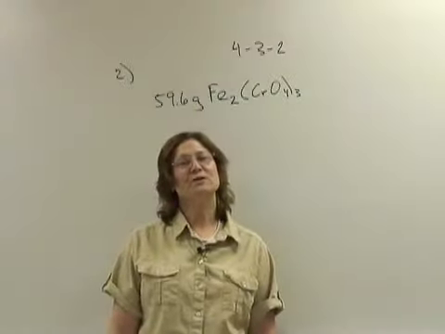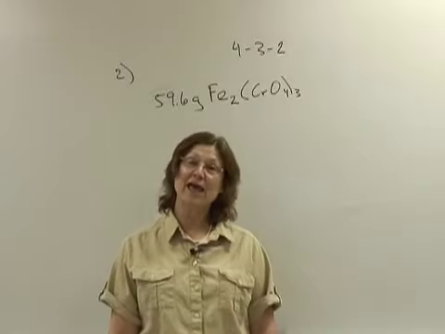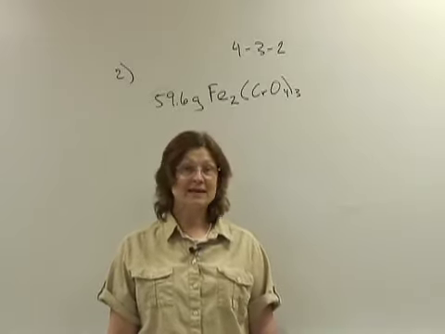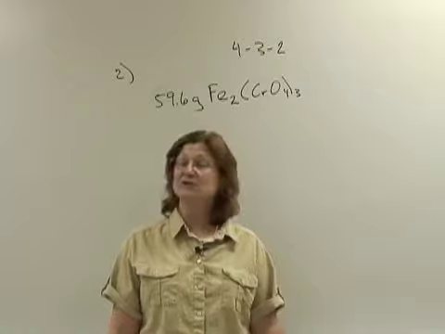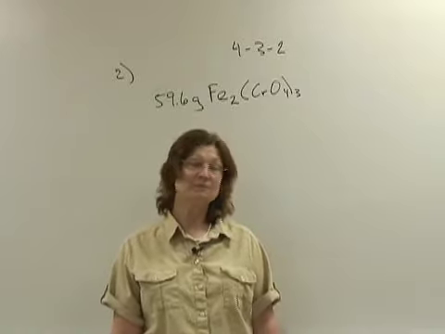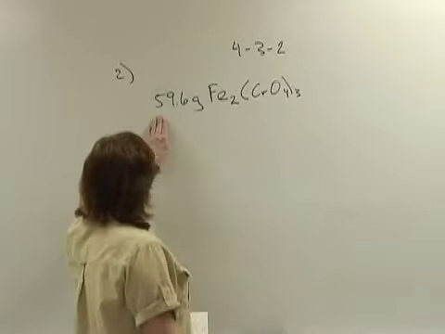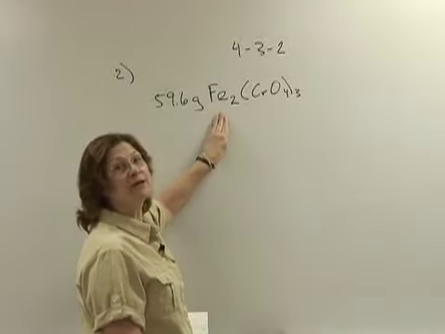In number 2, we are determining the number of iron and chromate ions in a solution. But first we have to determine the molarity of the solution. And we are given 59.6 grams of the iron 3 chromate.